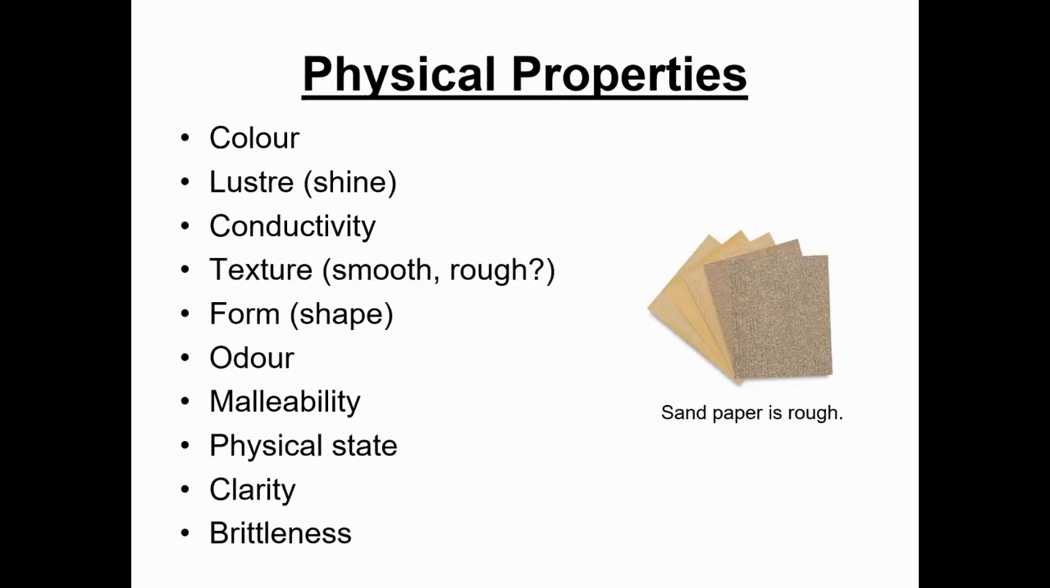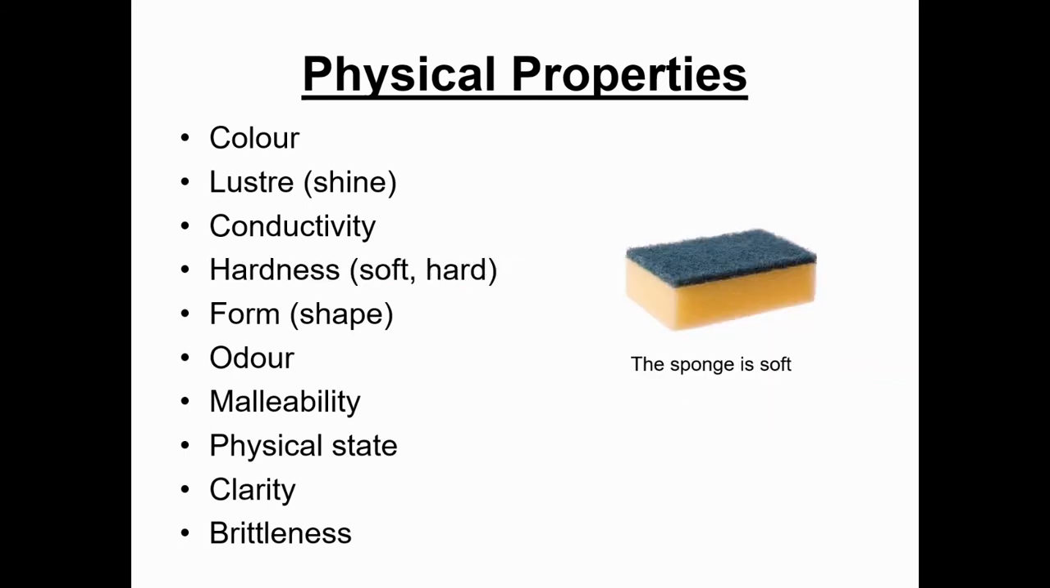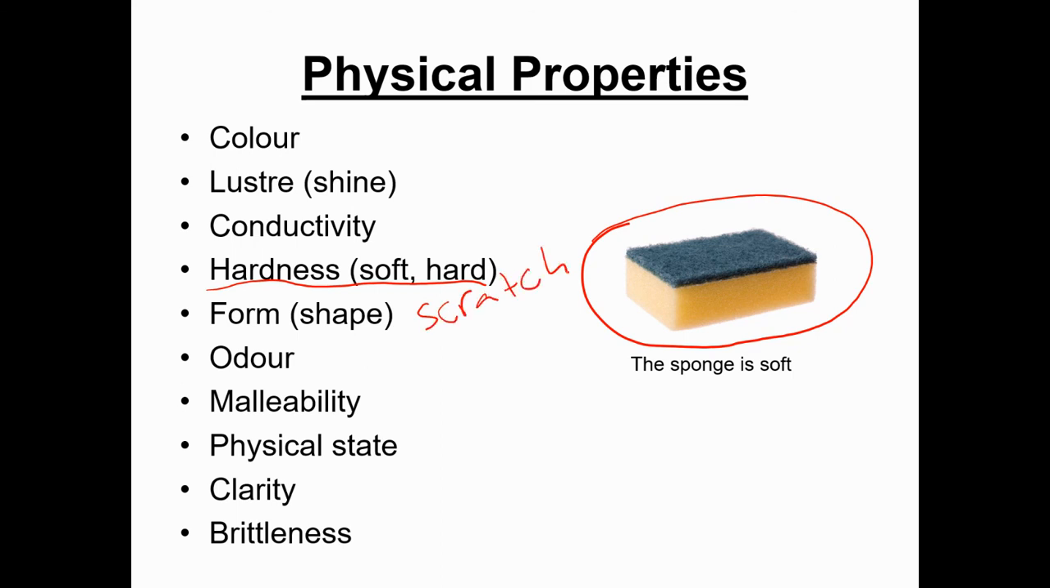You can look at texture as well. If you're allowed to touch substances in the lab, because sometimes it's dangerous, so you wouldn't. You could describe something as being smooth, as being rough, like sandpaper, for example, is rough. You could also look at the hardness. This sponge is soft. Now, hardness actually refers to the ability of a substance to scratch something.